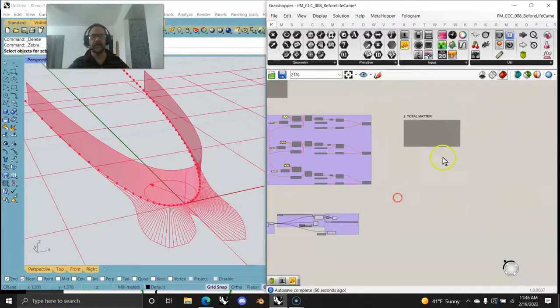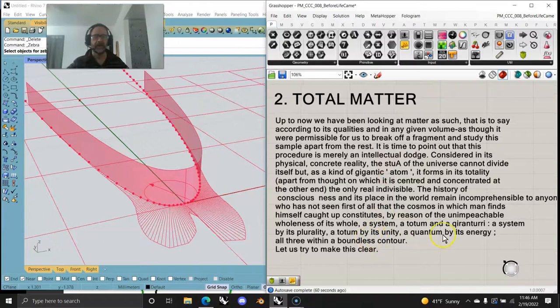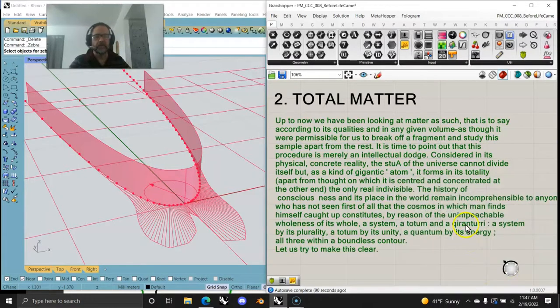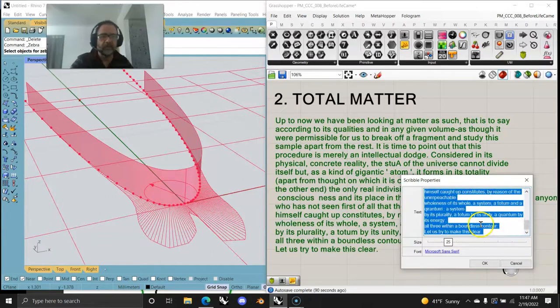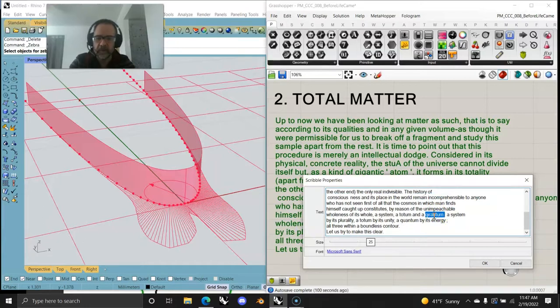We're actually going to jump into a section that's called Total Matter next, which I'm very excited about. We're going to take a look at "by reason of impeachment, unimpeachable wholeness of its whole, a system, a totem," this should be a quantum. Let me fix that. I love it when AI messes things up. Yeah, quantum's the word. Quantum by energy. Oh, there's just so many areas where it's gone awry and spelled out incorrectly. Quantum. Anyway, this is not important. I just think it's kind of nice. There's another one. Quantum.